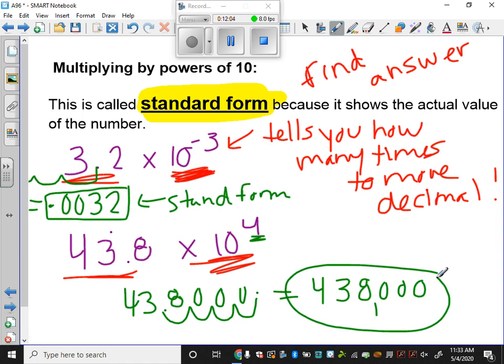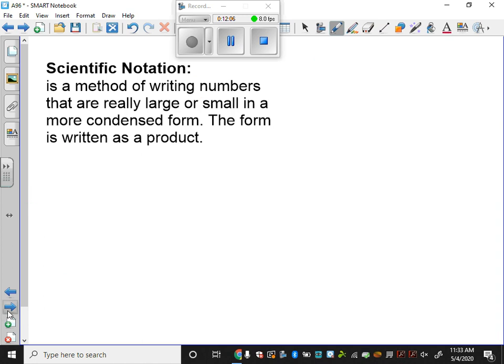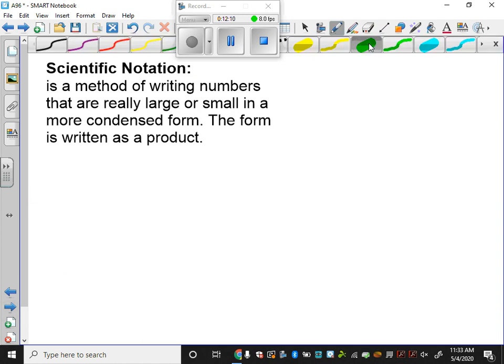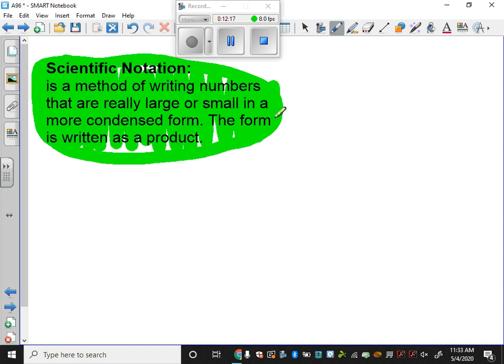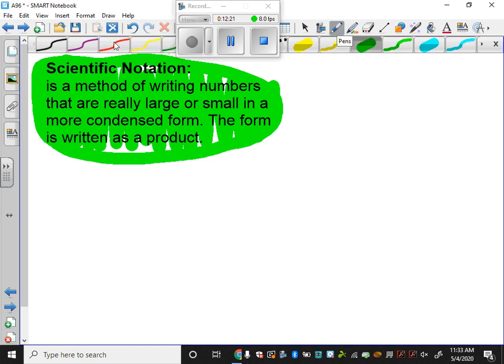Now, the reason we went over these couple slides is because of what we're going to talk about here. This is really where we're headed for this lesson and the next few lessons. Scientific notation, and I would write this definition down. I left you some space on that graphic organizer.